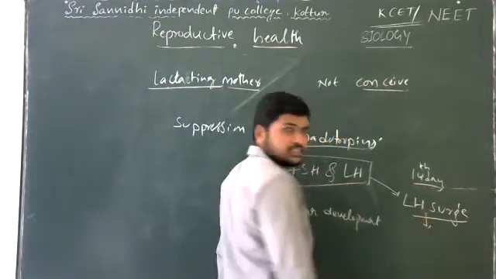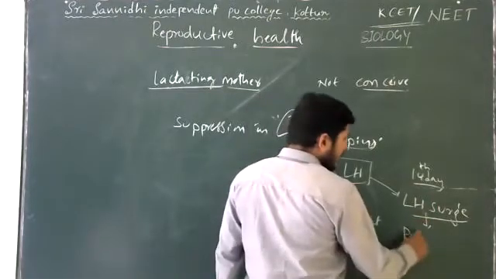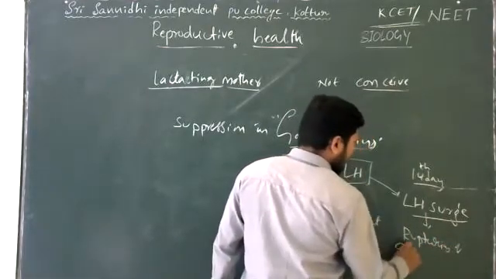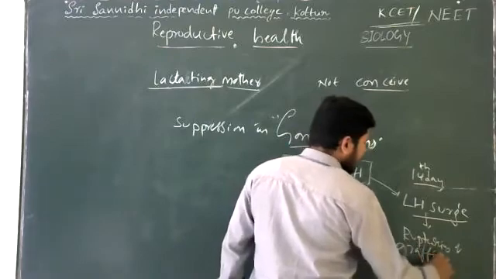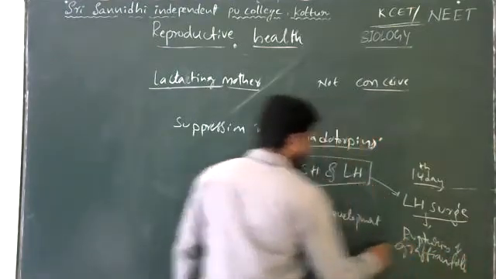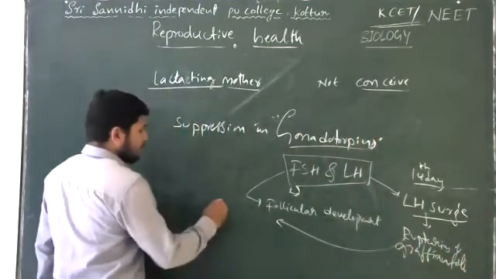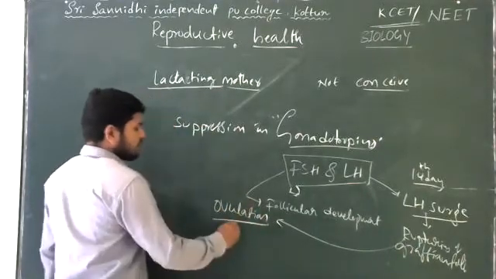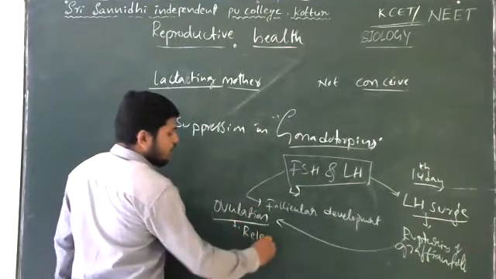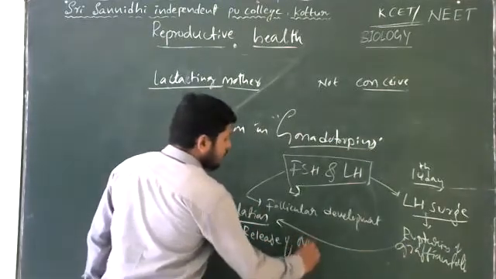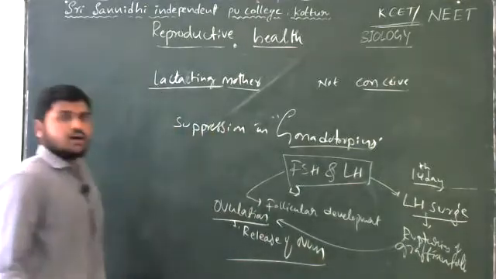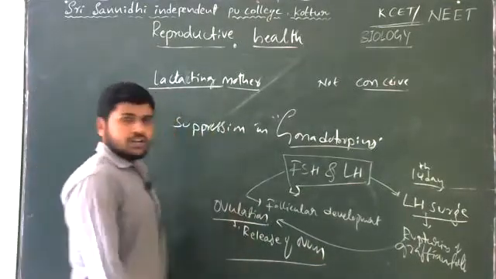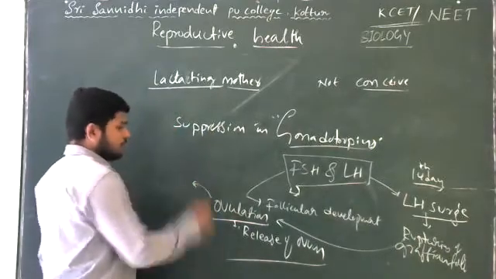This causes rupturing of the Graafian follicle. Rupturing of the Graafian follicle induces the ovulation process. What do you mean by ovulation? The process of release of the ovum from the ruptured Graafian follicle or from the ovary. Simply, ovulation means the release of the ovum.